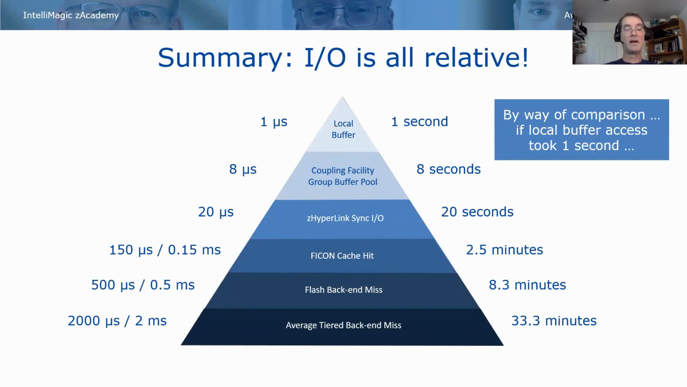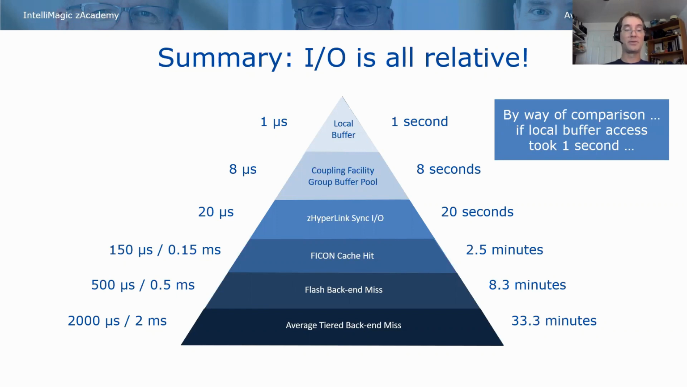But next in line, I've got this new option. I've got this 20-second option using zHyperlink. If I did a traditional I/O and got a Ficon cache hit, that's 2.5 minutes by comparison. That is about the fastest that you can do an I/O.